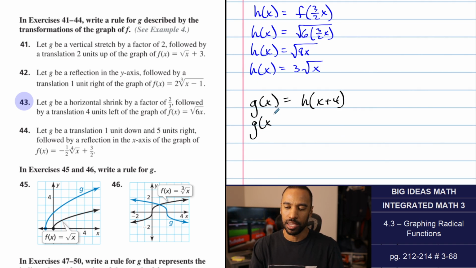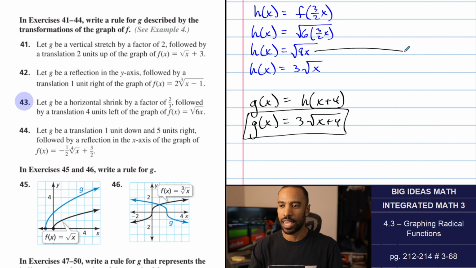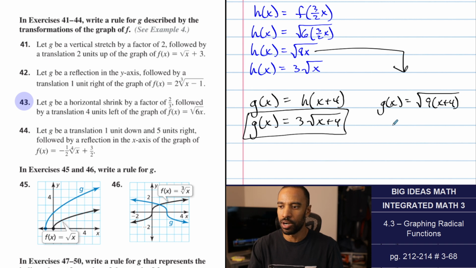So this will now be 3 times the square root of x plus 4, and that can be our final answer. Now, one version of the answer can also be from here, g of x equals the square root of 9 times the quantity x plus 4. And if you clean that up by distribution, it would be the square root of 9x plus 36.